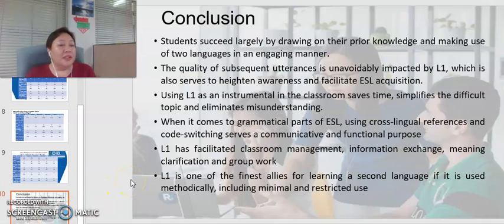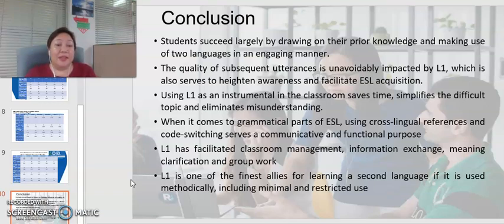So, conclusions. Students succeed largely by drawing on their prior knowledge and making use of two languages in an engaging manner. The quality of subsequent utterances is unavoidably impacted by L1, which also serves to heighten awareness and facilitate ESL acquisition. Using L1 as an instrument in the classroom saves time. It simplifies the difficult topic and eliminates misunderstanding.